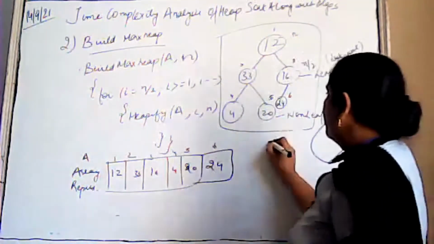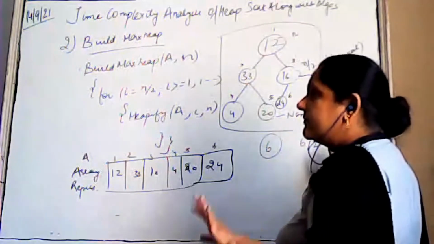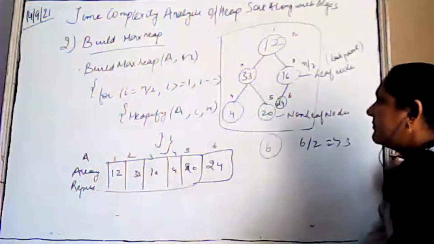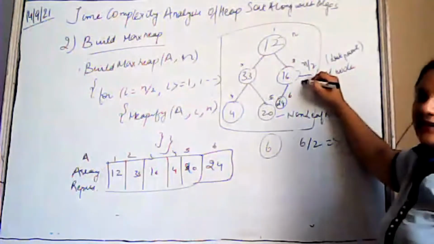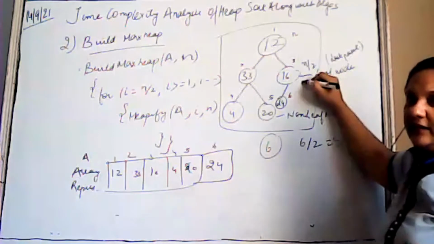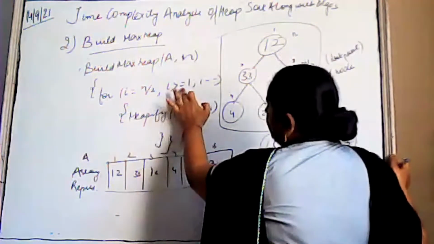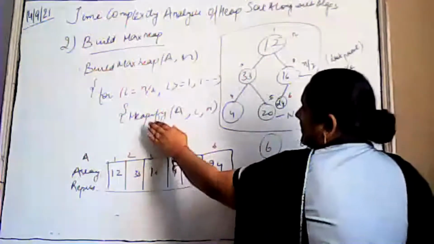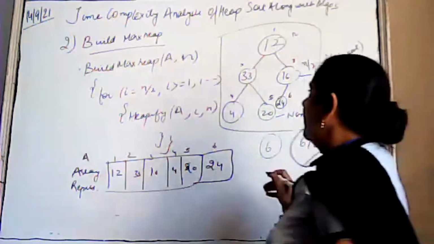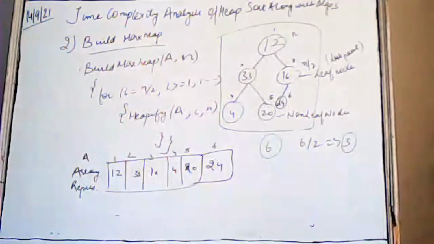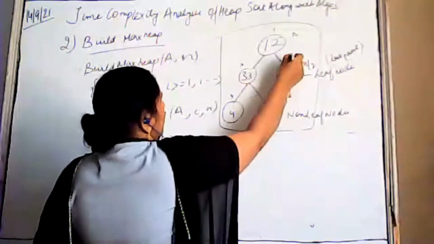For example, we have a total of 6 elements. 6 by 2 is 3. So from the third node, we'll start heapifying. So n by 2 is 6 by 2, that is 3. 3 is greater than or equal to 1, i minus minus, heapify(A, i, n). So start heapifying according to the heapification process. First of all, heapify the node number 3.